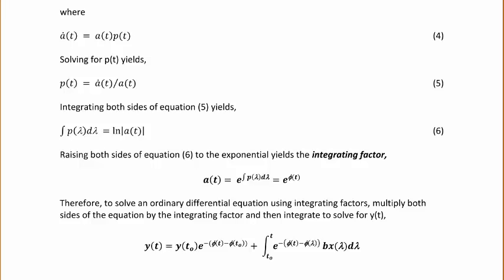Therefore, to solve an ordinary differential equation using integrating factors, multiply both sides of the equation by the integrating factor, and then integrate to solve for y(t). And the solution has the form y(t) is equal to y(t naught) times e to the negative (phi(t) minus phi(t naught)), plus the integral from t naught to t of e to the negative (phi(t) minus phi(lambda)) times b x(lambda) d lambda. Please memorize this last equation. We use it extensively in class.